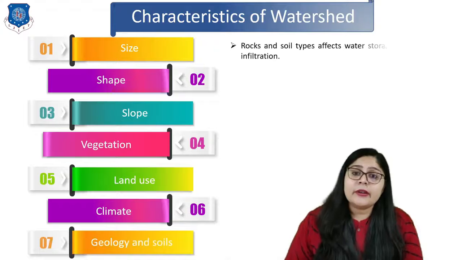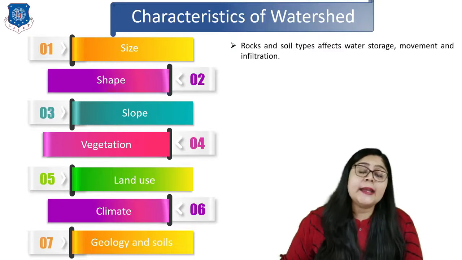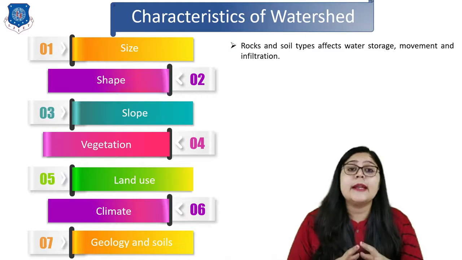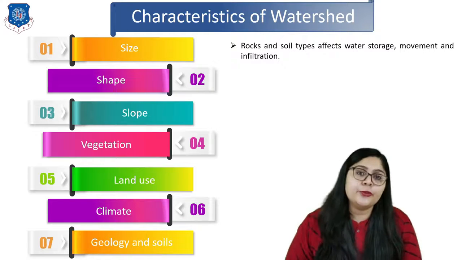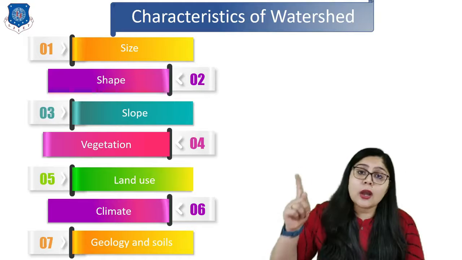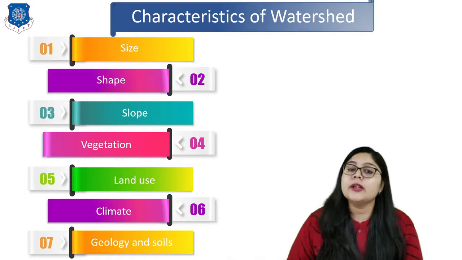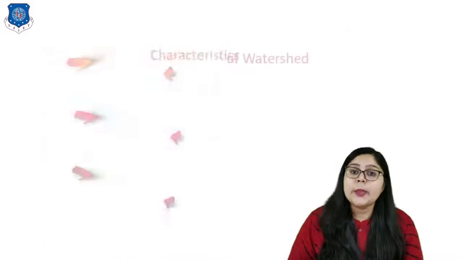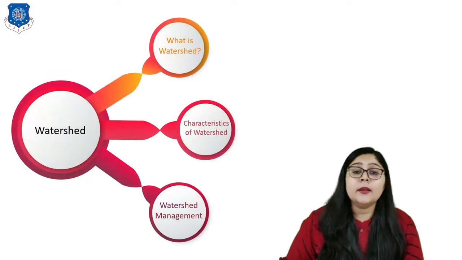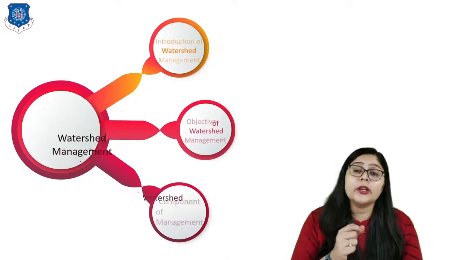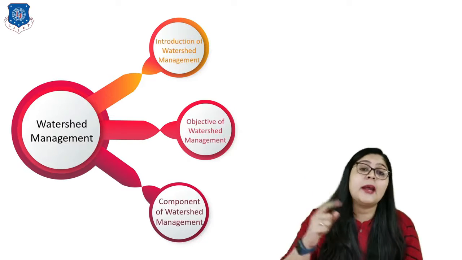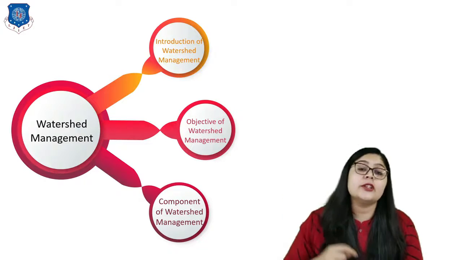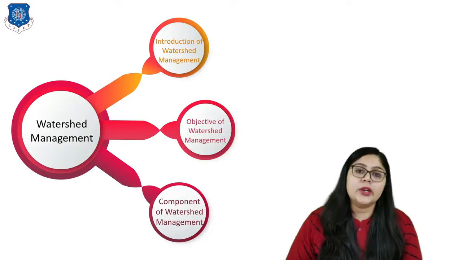Lastly, the seventh characteristic is all about geology and the soil. It means the rocks and the soil types affect the water storage, movement and the infiltration, right? So these all are the characteristics of watershed that one should know, right? Now, let us understand the most important term, which is watershed management, in which we are going to discuss the introduction part, the objective of watershed management and lastly the components, right?